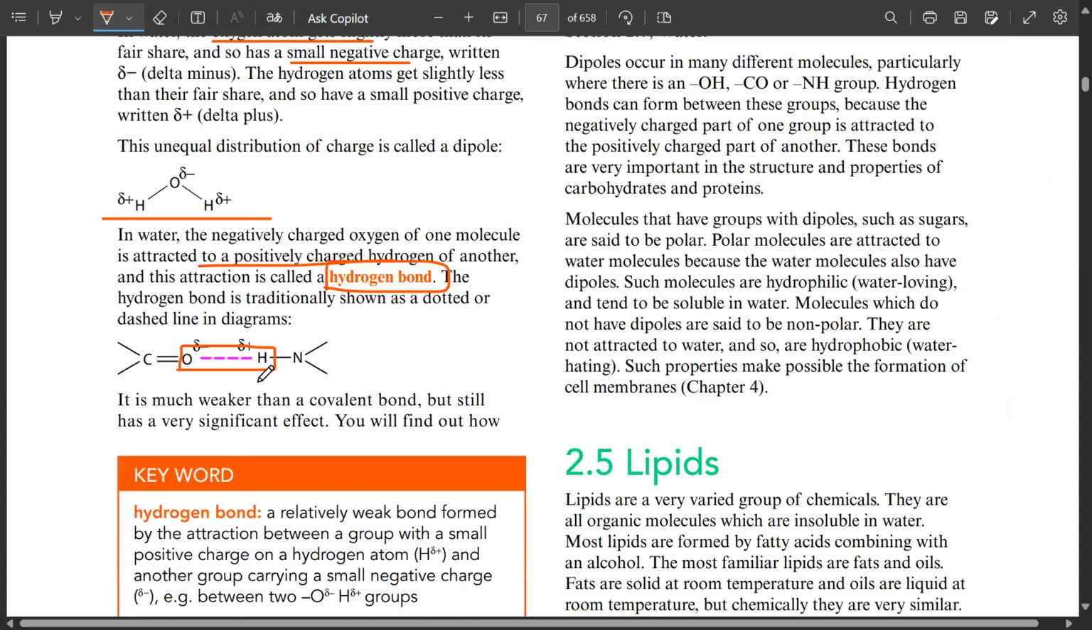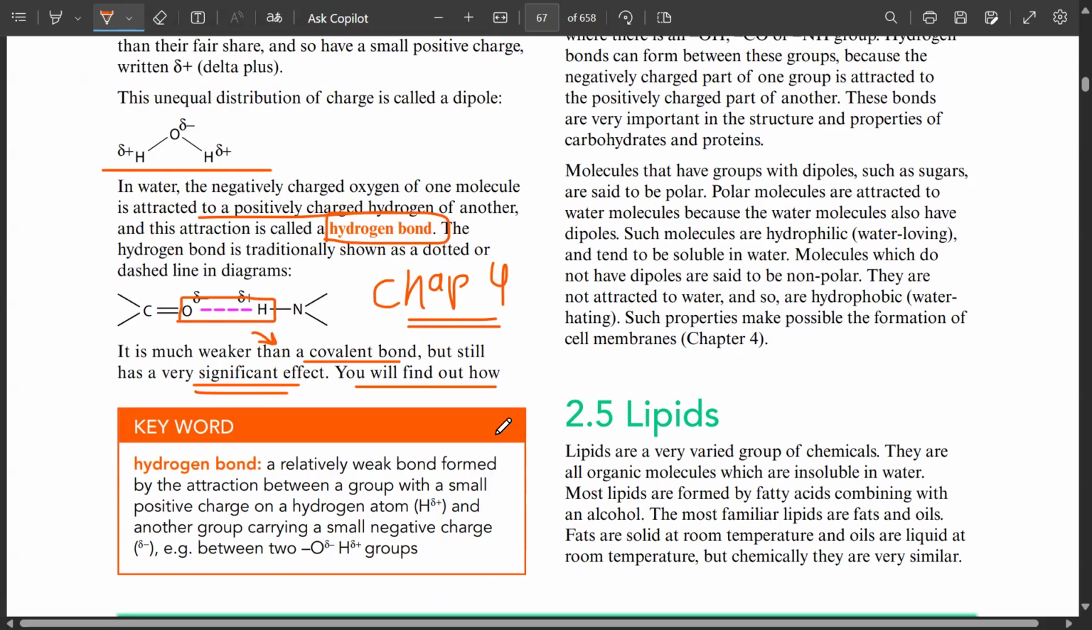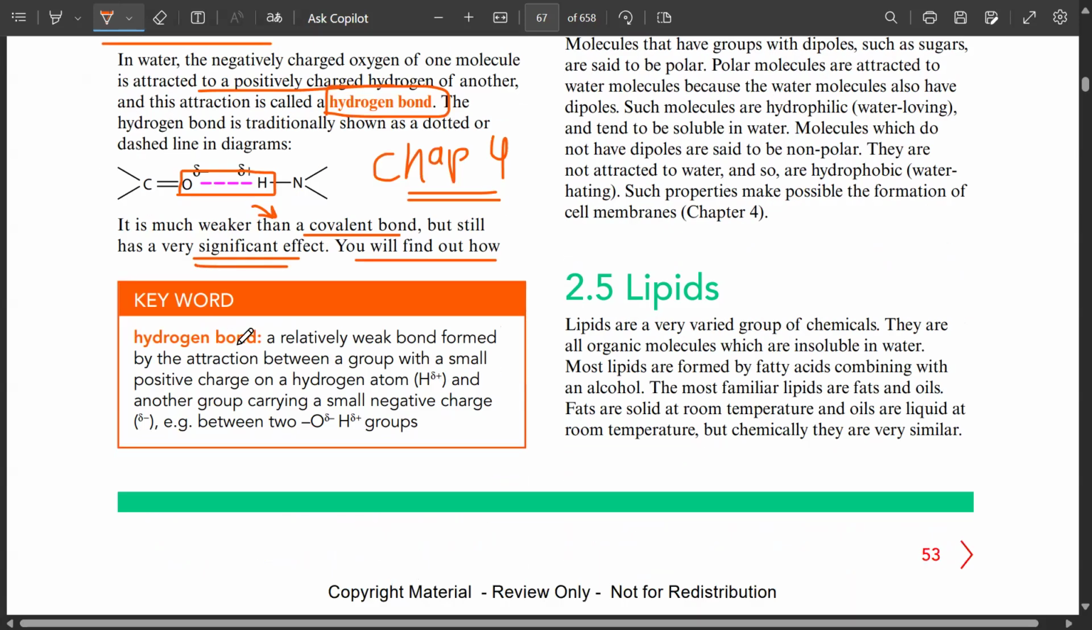It is weaker than a covalent bond, and this is also something that we will study in chapter 4 of your AS chemistry. It is much weaker than a covalent bond, but still has a very significant effect. You will find out how it has that much of a significant effect. A hydrogen bond is a relatively weak bond formed by the attraction between the group with a small positive charge on the hydrogen atom and another group carrying a small negative charge, for example, between OH groups.